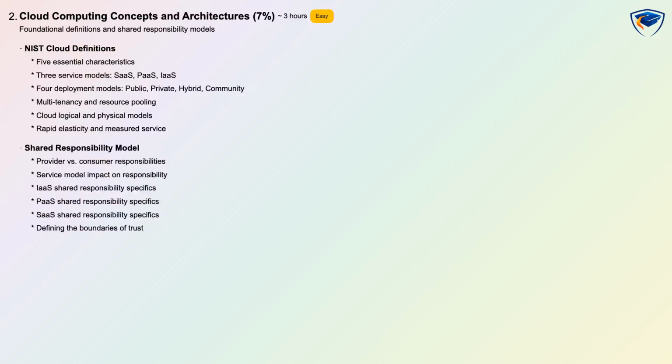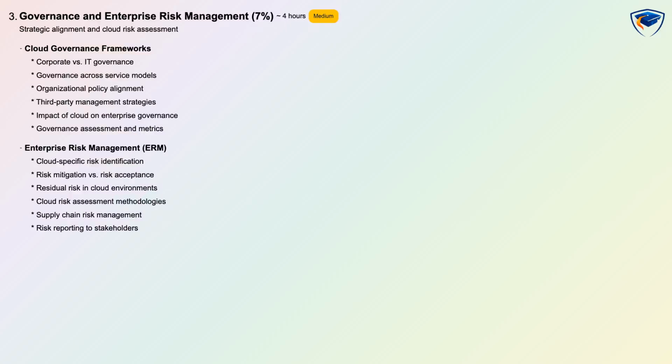models. Governance and Enterprise Risk Management carries 7%, is medium difficulty, requires about 4 hours of study, and is scenario-based. Candidates will learn cloud governance frameworks that align corporate and IT policies, governance across service models, and third-party management strategies. The portion covers cloud-specific risk identification, mitigation options, residual risk, supply chain risk, and stakeholder reporting.